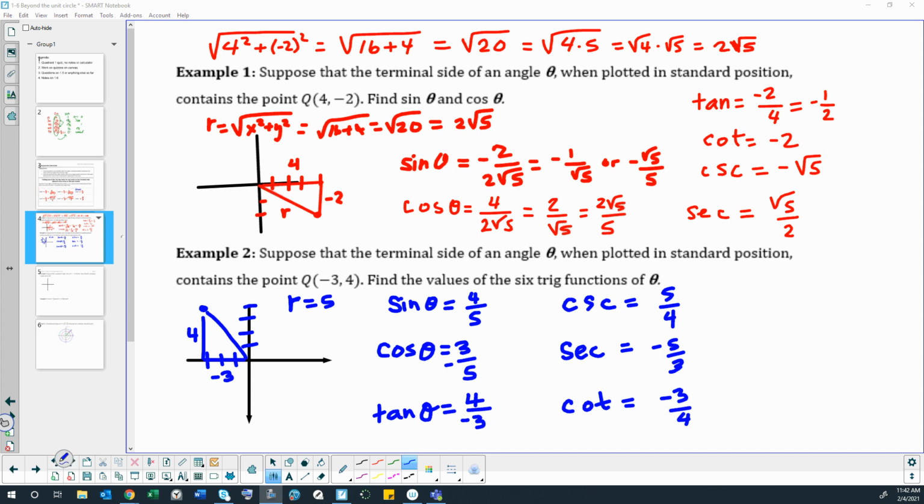All right, hopefully you were able to do example 2 on your own. Here's the answers we got. We drew the triangle. We got a 3, 4, 5 triangle. So when we do Pythagorean theorem, we get the hypotenuse is 5. So then from that, we found all of our ratios. I almost forgot to put the negative here.